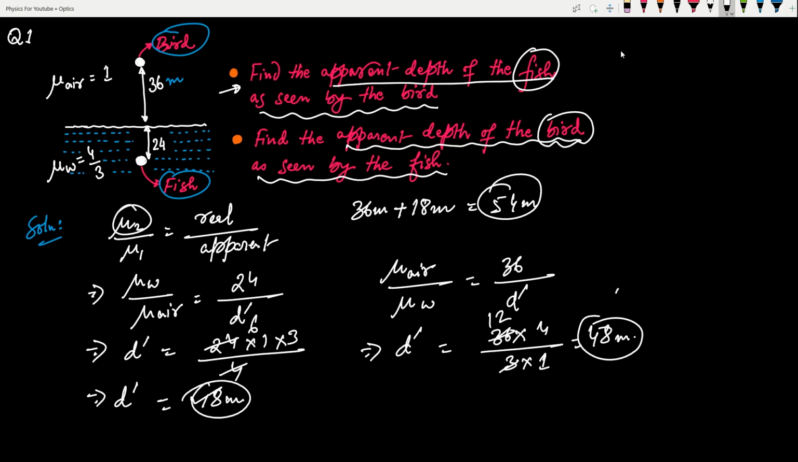The fish will not see it as 48 meter. The fish will see it as 24 plus 48 meter, isn't it? Therefore, if we add this, then we'll get 72 meter. So this is the answer, not this one.